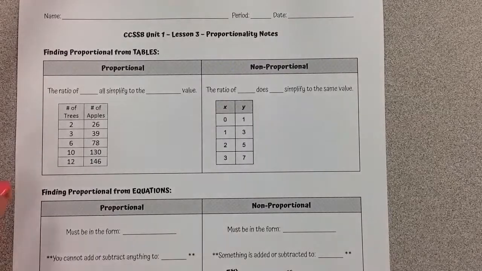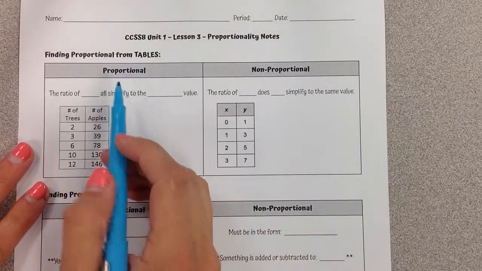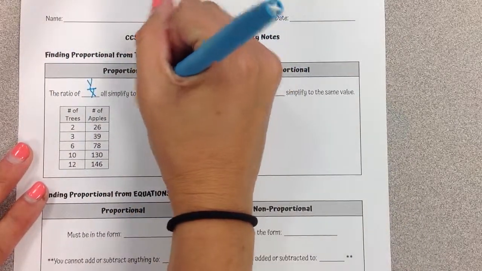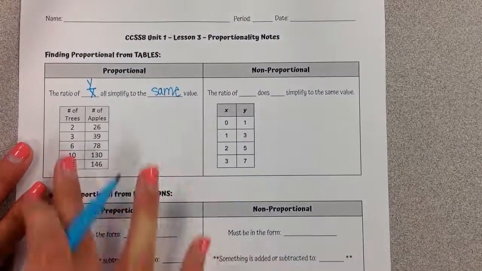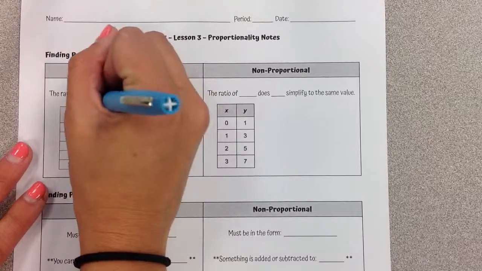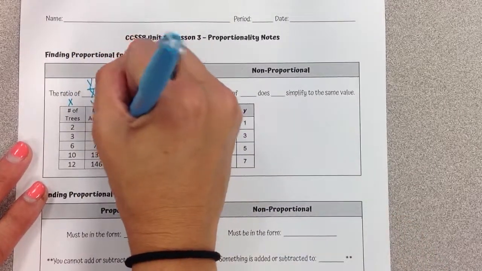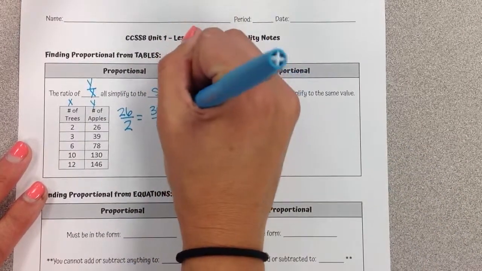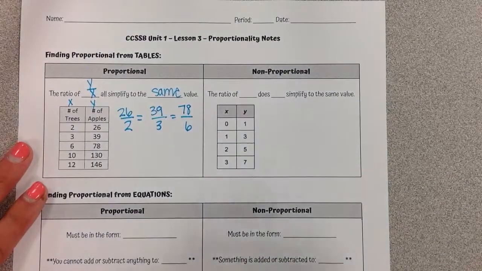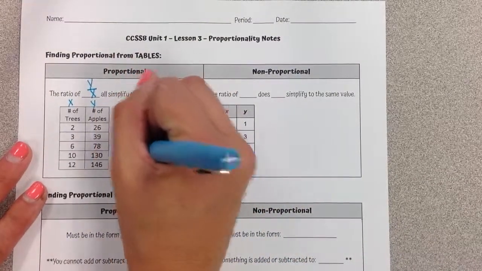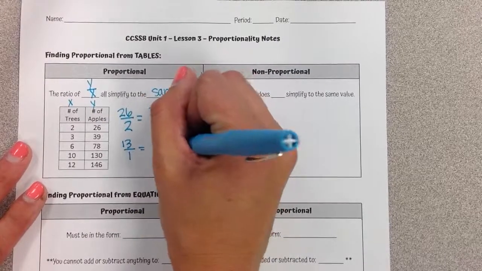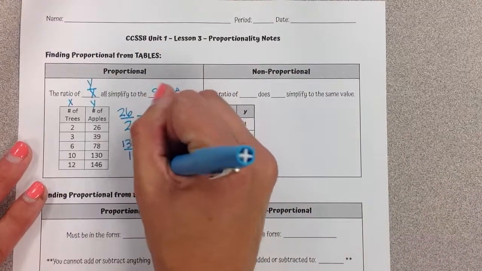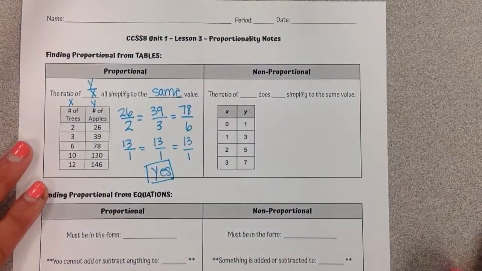Looking at tables first, you will know that something is proportional in a table if the ratio of y to x all simplify to the same value. So like if we're looking at this table, x, y, if I do the ratio of 26 over 2, it should equal the ratio of 39 over 3, and it should equal the ratio of 78 over 6, and so on. So I'm going to simplify these all. 13 over 1 equals 13 over 1 equals 13 over 1. So they are all the same, so yes, it is proportional.